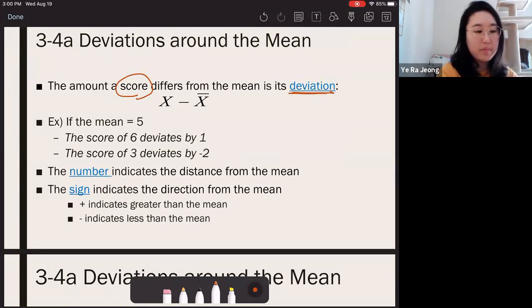And you calculate that by taking the raw score and subtracting the average, the mean. Okay, so if you have a score of 6 when you know the mean is 5, it's 6 minus 5, so your deviation score is 1. When you have a score of 3, 3 minus the average is -2, and your deviation score is negative.